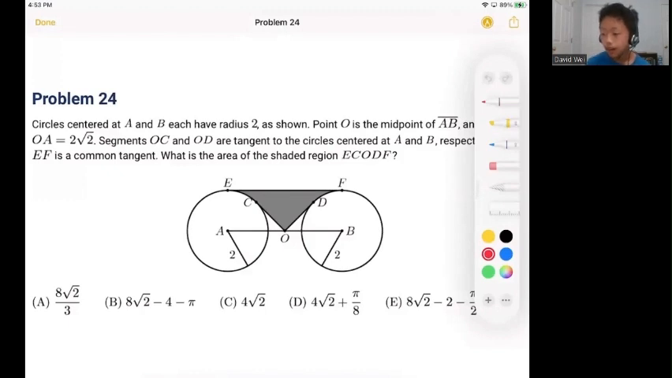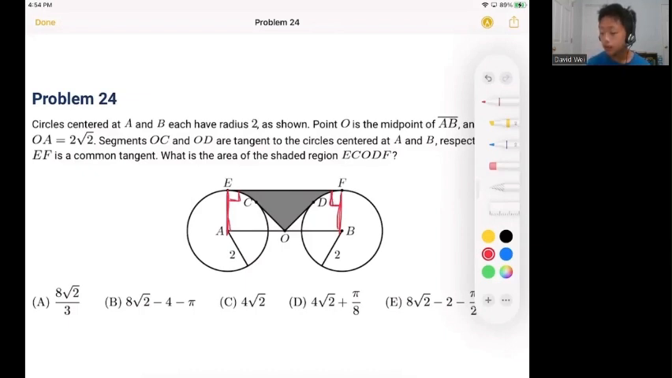As a very common problem solving strategy, if you have a common external tangent, or tangents in general, where a line intersects a circle at one point, it's almost always a good idea to connect the center of the circle to the point of tangency, because that gives you a right angle. And right angles are good because they can simplify a lot of calculations. So if we use that property here, EF is tangent to the two circles. If I draw AE and BF, these are going to be perpendicular to EF.